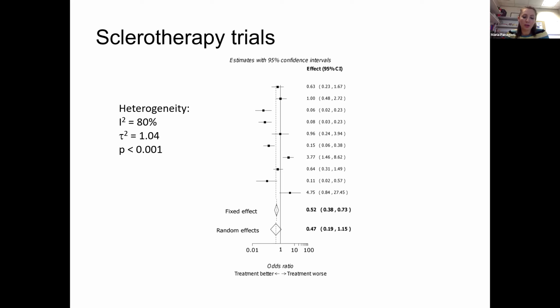We see no zero within our confidence intervals, and so what our conclusion would be with fixed effects is that sclerotherapy is actually effective, and has a medium effect size, let's say. But what we see if you apply random effect models is that it's actually not effective because it includes zero. So the confidence interval actually ranges from 0.19 to 1.15. So that's important. It's a huge difference if you think about it.